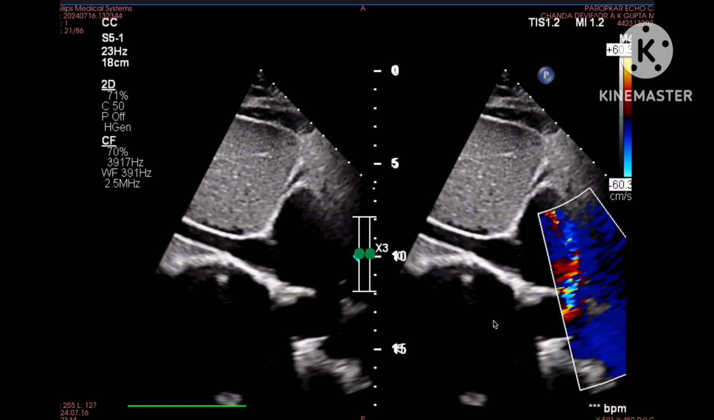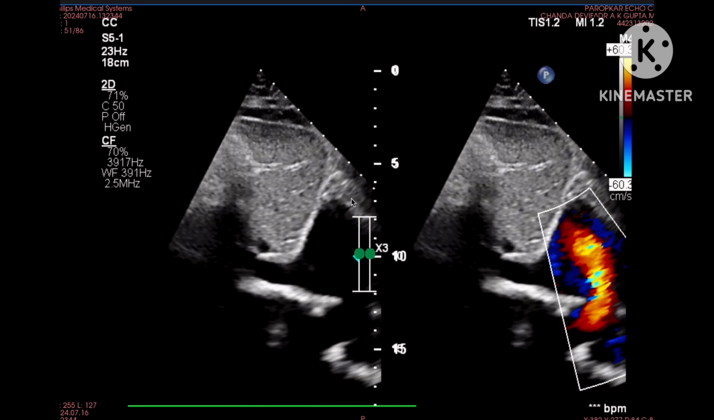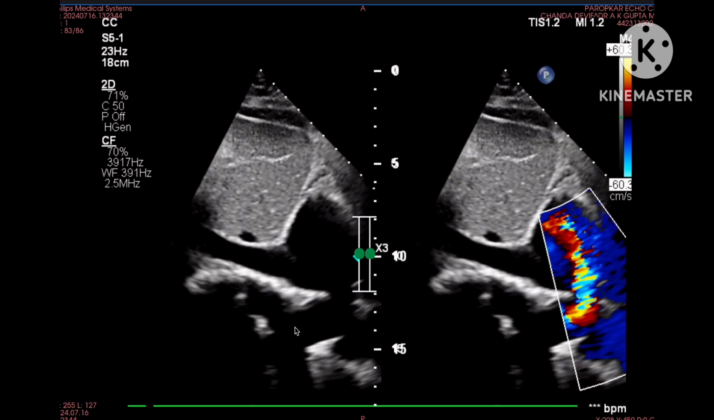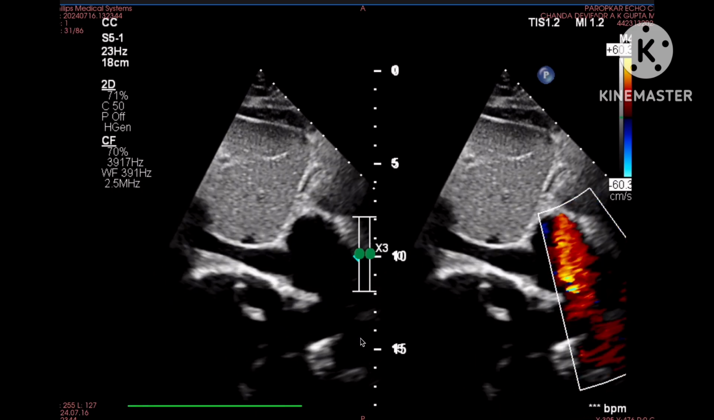Now you see this. Again, this is IVC. This is right atrium. This is right ventricle. So this is tricuspid valve. This is left atrium. This is ASD. And this is superior vena cava.